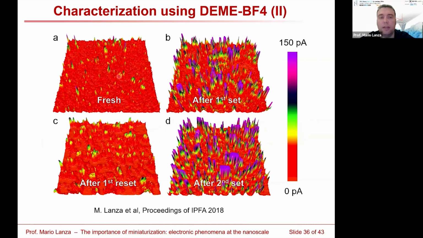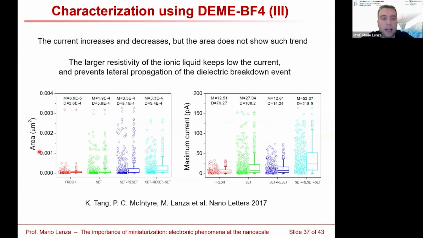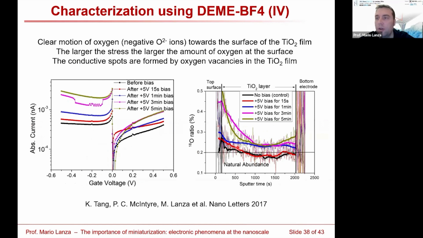Then in the fresh sample, after the first set, after the first reset, and after the second set, we can make current maps, and we can understand the size of the filament and the currents driven by the filament statistically in this material, which is something really nice. Actually, we combined this with Auger electrons and NanoSIMS, and we could find out that these filaments are made of oxygen vacancies, because the oxygen has moved towards the surface of the material as we apply the electrical stress.